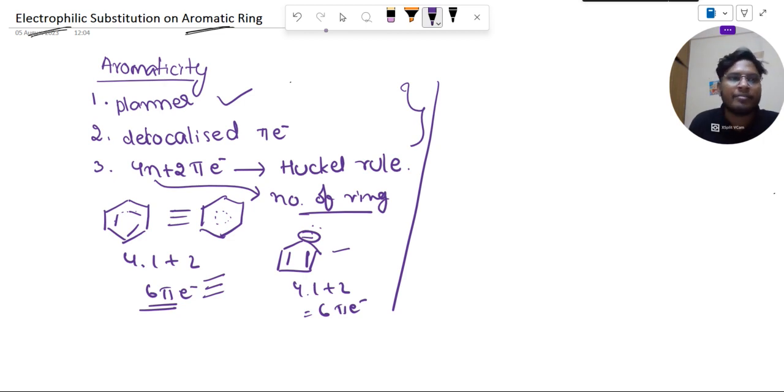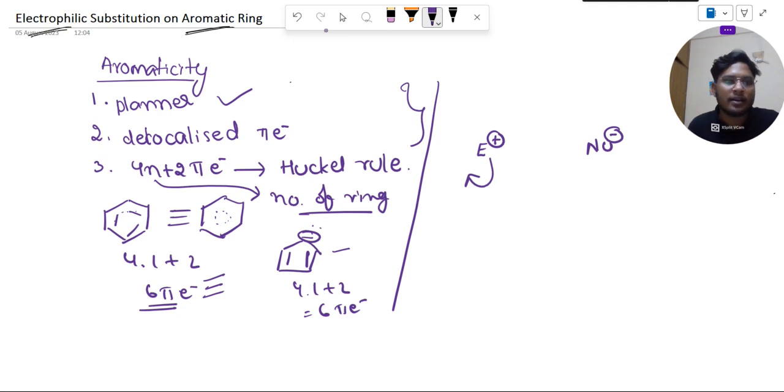And let us see a brief introduction about what an electrophile is and what a nucleophile is. An electrophile is nothing but an electron deficient species, and it is represented as E plus. A nucleophile is Nu minus, where Nu minus is an electron donating species, and E plus is an electron accepting species. And let us see how these electrophiles will attack the aromatic ring.